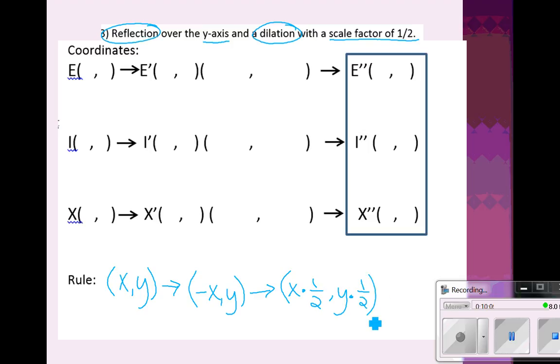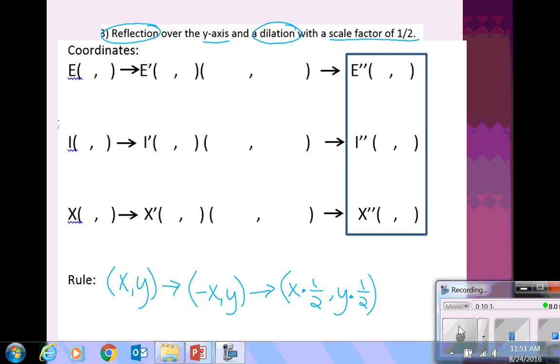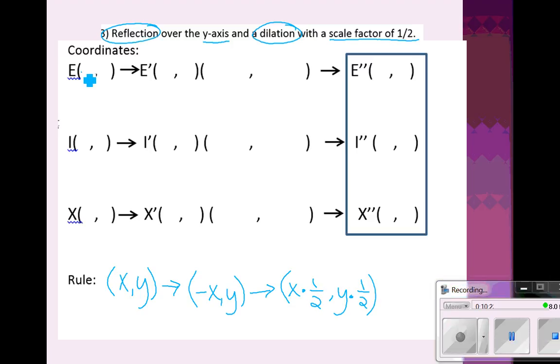Now let's go to our image and write down the ordered pairs. The ordered pairs for E, I, X: for E it's -3, -3. For I it's -4, -3. And for X it's -4, -1. Let's apply our first rule, which is the X becomes the opposite and the Y stays the same.